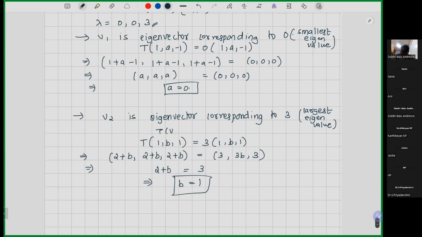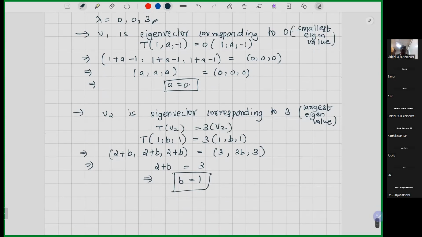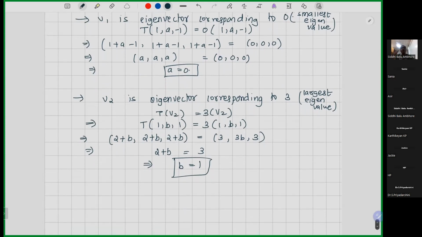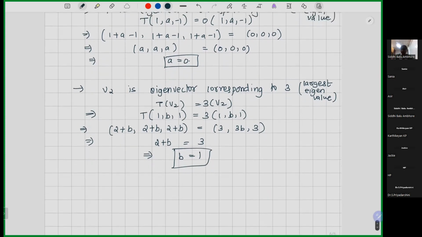So TV2 is equal to 3V2, right? This is the definition of an eigenvector. So this implies that T of (1, b, 1) is 3 times (1, b, 1). I'm just substituting the value of V2 here. T of (x, y, z) goes to (x+y+z, x+y+z, x+y+z). So this is 1 plus b plus 1, which is 2 plus b, in every coordinate, and on the right side I'm just multiplying by 3 to get (3, 3b, 3).